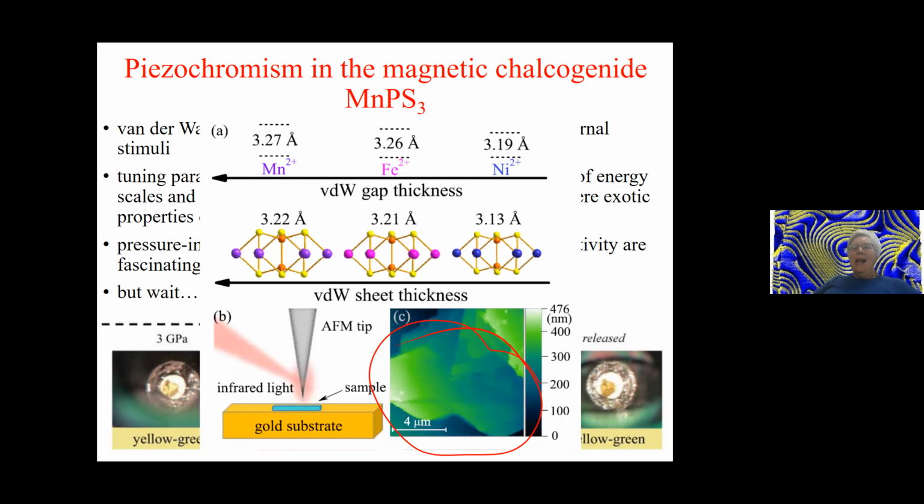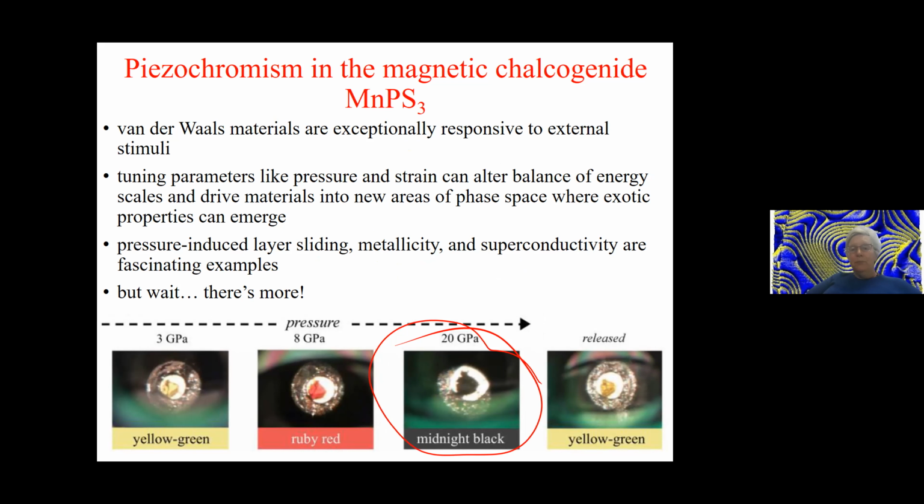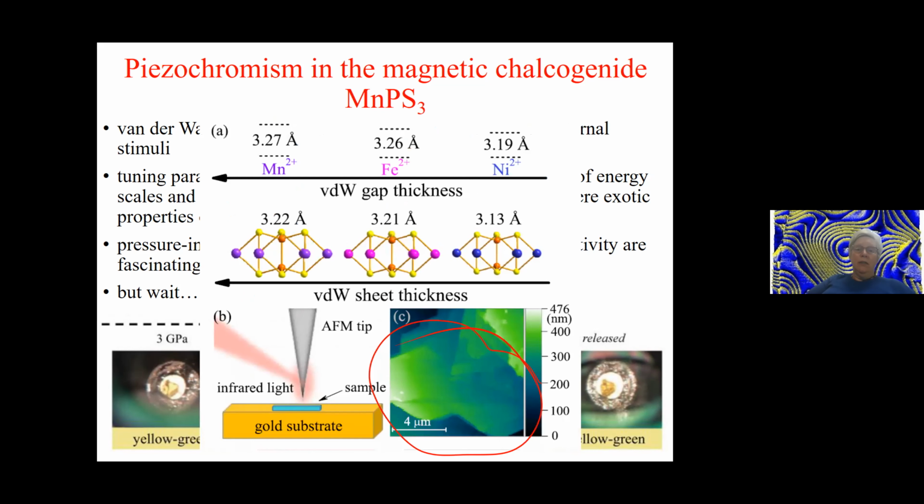Okay, and at the same time that we decided to explore the piezochromism in manganese PS3, we were also having a look at sheet effects. So the idea that we could thin these complex chalcogenides down to the atomically thin single layer limit and use near field techniques to study them.